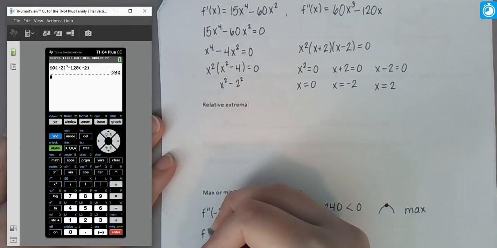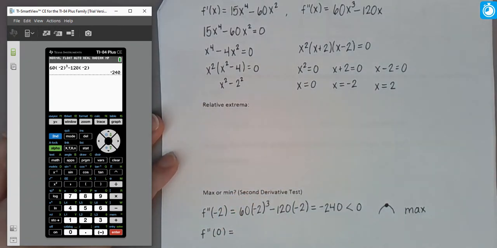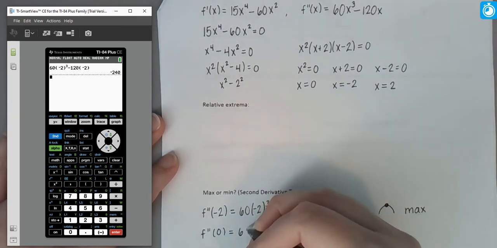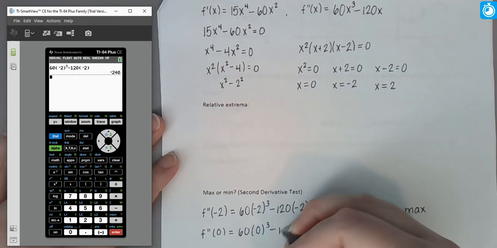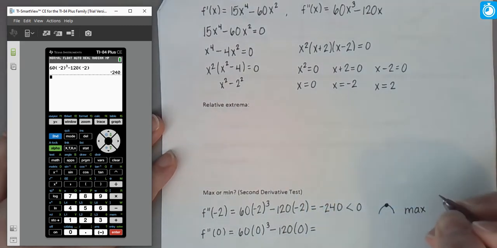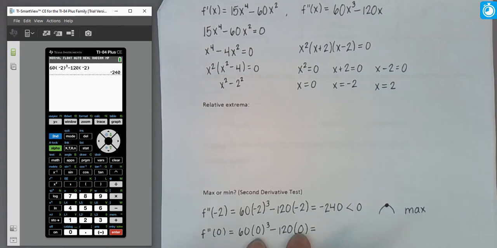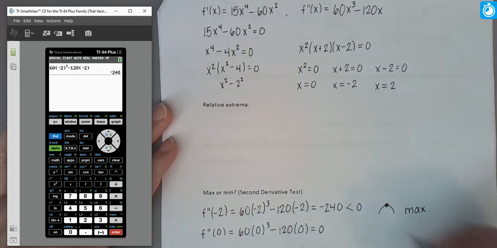Now what about our second derivative for our next critical value in order, which would be 0? So 60 times 0 cubed minus 120 times 0. Well, what happens when we sub in 0 in both of these locations? Notice this first term, 0 cubed, would be 0. Well, 0 times 60 is 0. 120 times 0 is 0. The whole thing evaluates to 0.